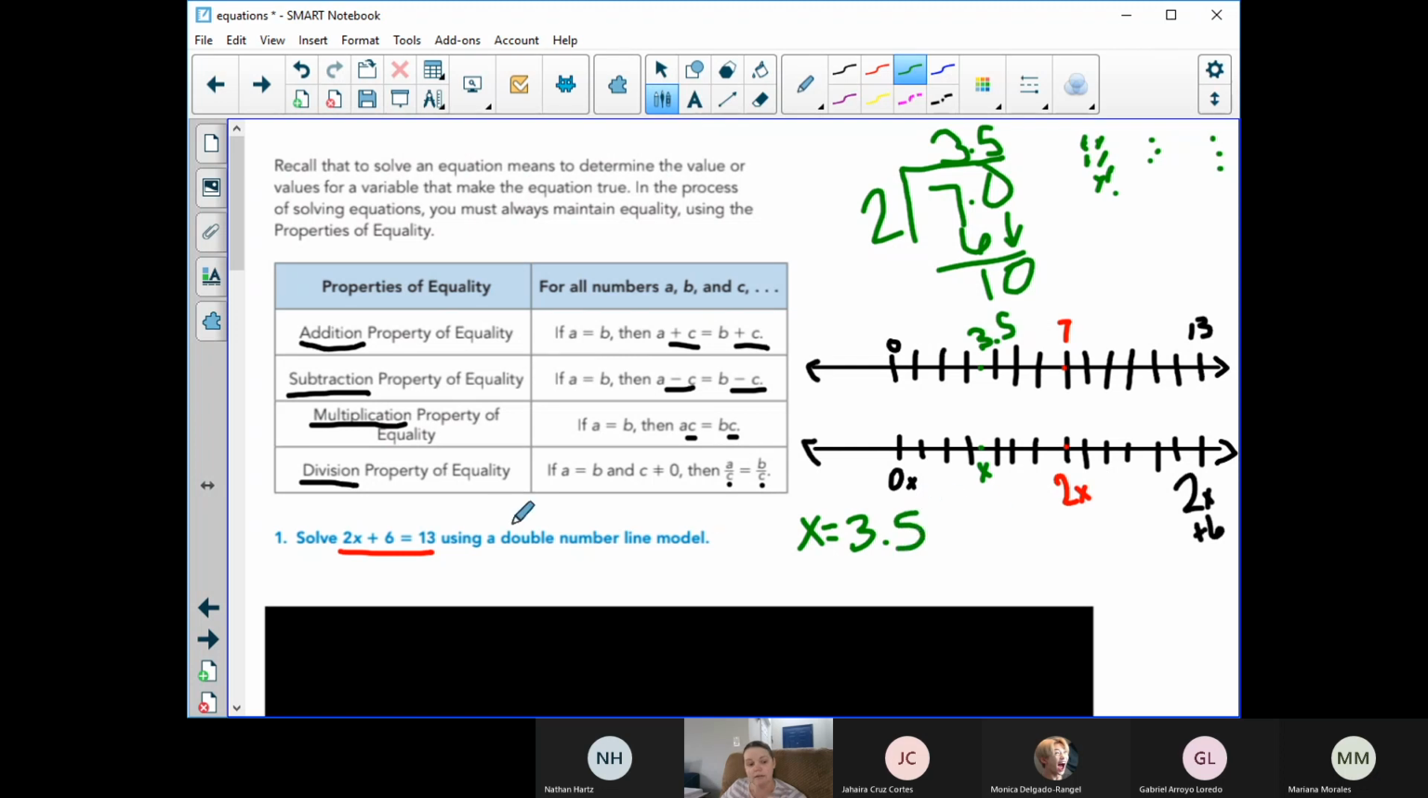And I can check it by putting the 3.5 in for x. So 2 times 3.5 would give me 7, plus 6 equals 13. 13 equals 13. This is the correct answer for this problem. Any questions about that one?